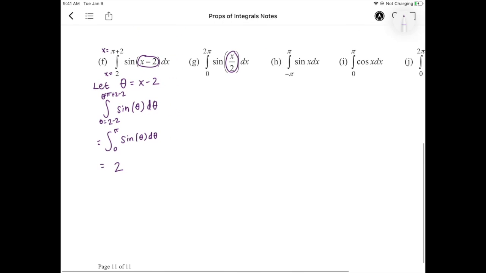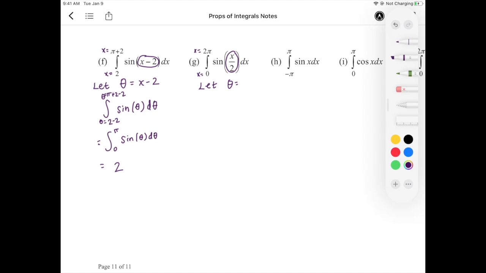This one I want you to try on your own. So you're going to start off with some sort of substitution for theta, and then you'll switch these x values right there. So give it a try. In the end, I should see your work. In the end, you will get 2 again. It's a fun trick.